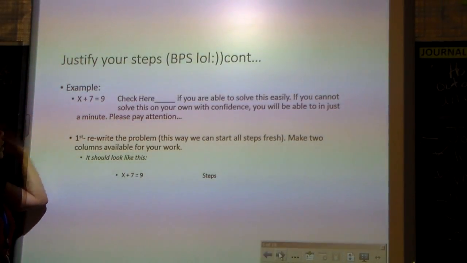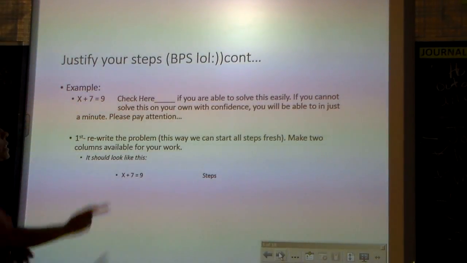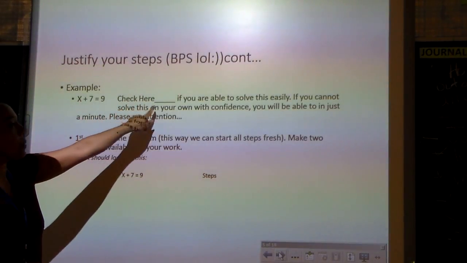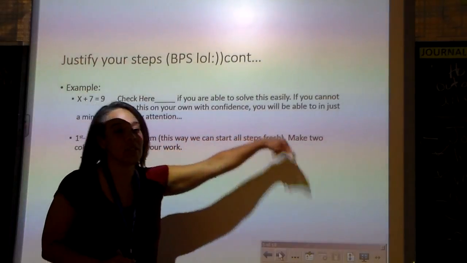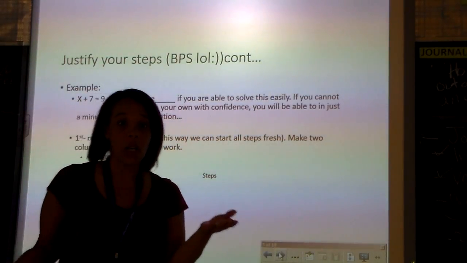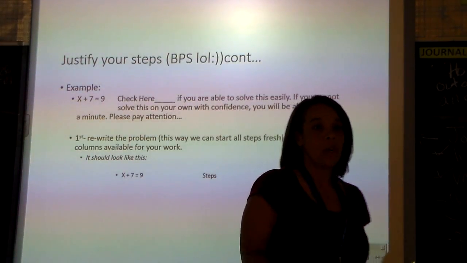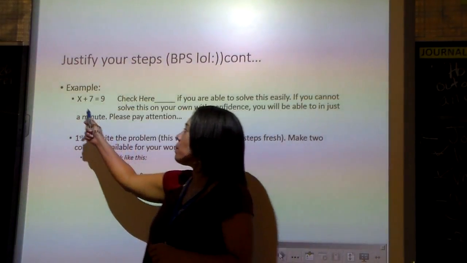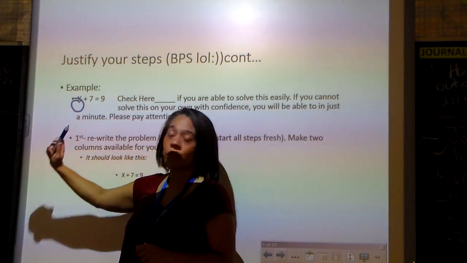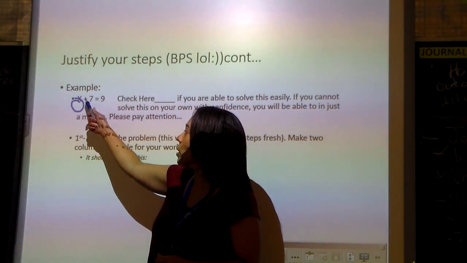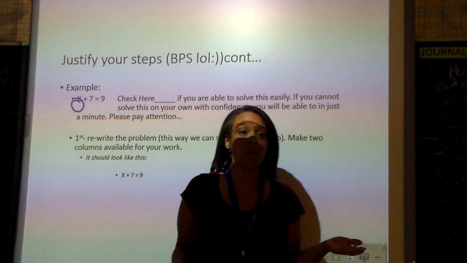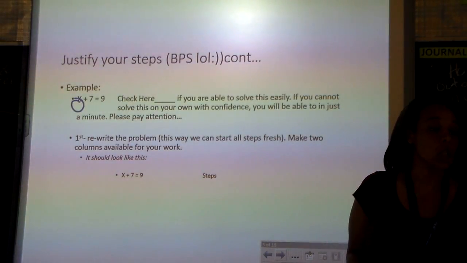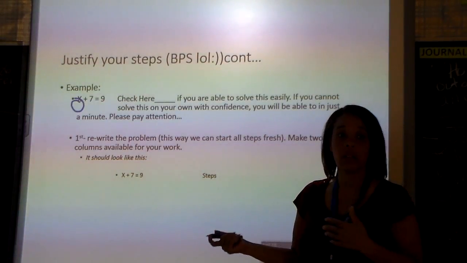Well, first of all, look at my example. It says x plus 7 equals 9. Put a check mark in that box if you're able to solve that easily. If you already think you know the answer, put a check mark in that box. What number would be a good number that you could fill in here that when you add 7 would equal 9? I say the number 2 because 2 plus 7 is 9.